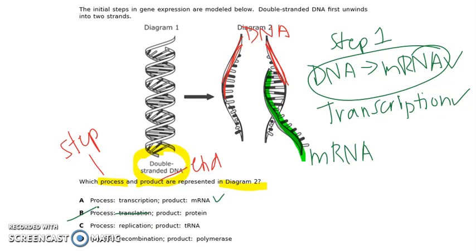C, process replication. Remember, replication would be making a copy of DNA, which is not what we see here. We would have two double helixes. And D, process recombination. This is not something that we've discussed, so it is incorrect. Correct answer is A.